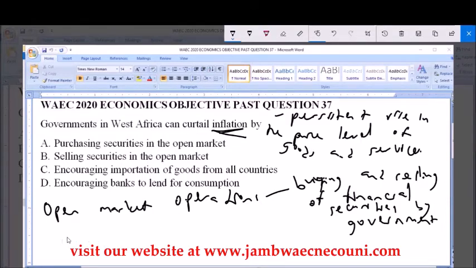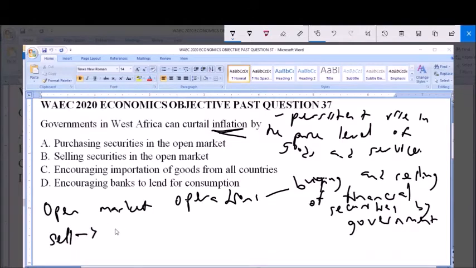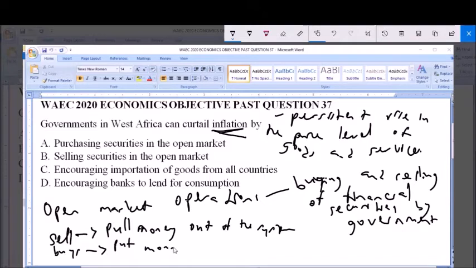Now, the government sells their securities in order to pull money out of the system. And the government buys securities in order to put money into the system for circulation.